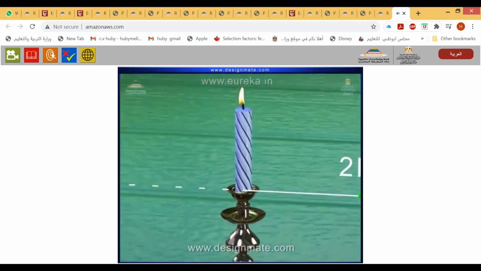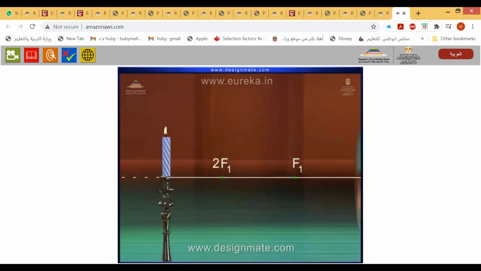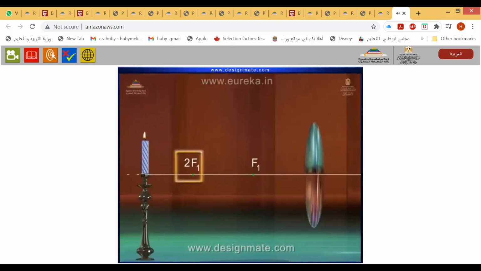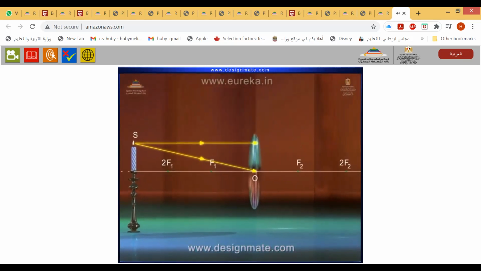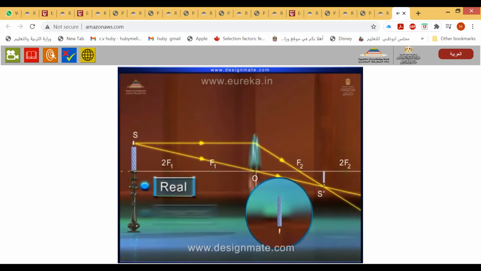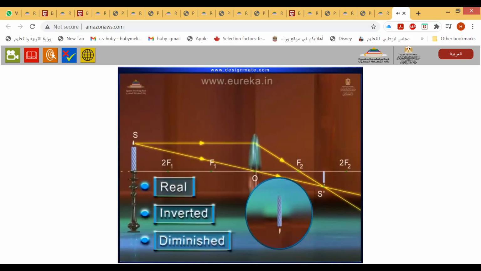Secondly, if the object is positioned somewhere between infinity and twice the principal focus 2F1, then incident rays from the top S of the object, having passed through the lens, get converged at a point S dash between F2 and 2F2 on the other side of the lens. Here, the image is real, inverted, and diminished.